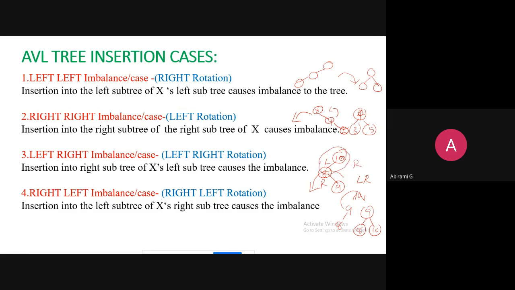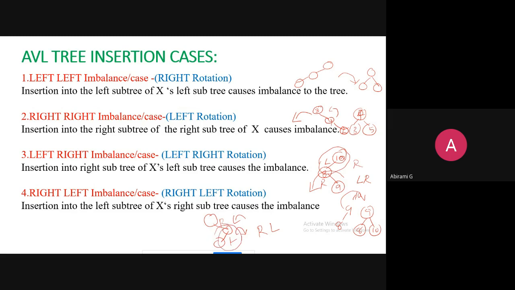Then the right-left imbalance case. If your tree structure is like this, right-left, then the rotation is also right then left. So first we have to rotate at the lower level, then at the upper level. First right rotation on this part, because it's a left tree, so right rotation is required, then left rotation. So this is the case.